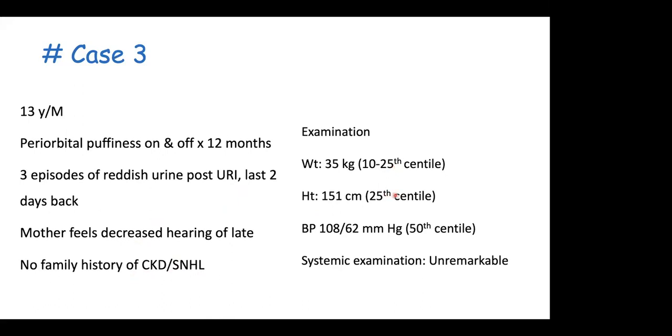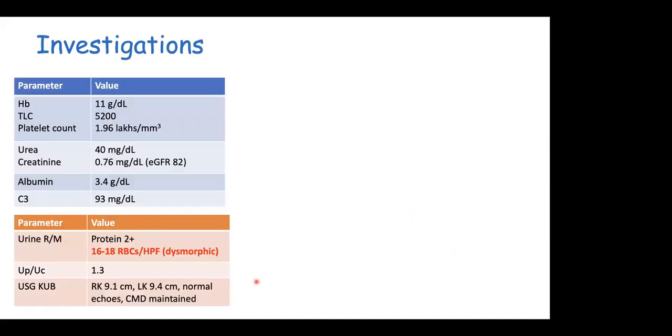On examination, the child has grown well, blood pressure is normal, and systemic examination is otherwise unremarkable. The basic labs show that creatinine is mildly elevated. Now, important that you always do an estimated GFR for the creatinine, then only you will realize that a creatinine of 0.7 for a 13-year-old may look normal to many, but if you do an eGFR, you realize that the child is already in stage 2 CKD. C3 here was normal. Urine shows dysmorphic RBCs with 2 plus protein, some subnephrotic range proteinuria.